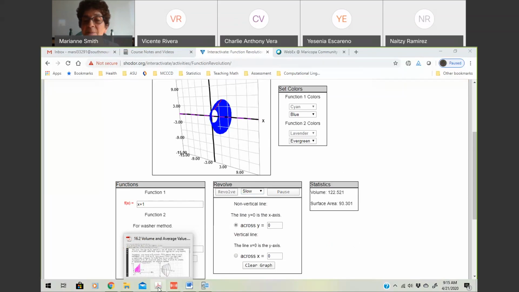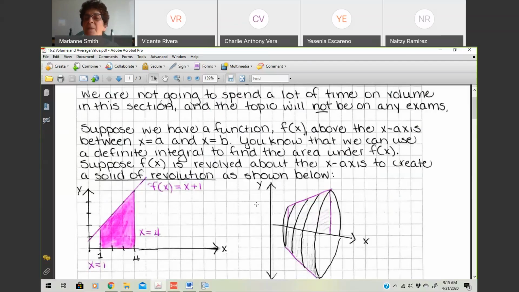So again, let me go back to my notes and we can bop in between these options that we have. You can see that, just trying to get stuff out of the way.